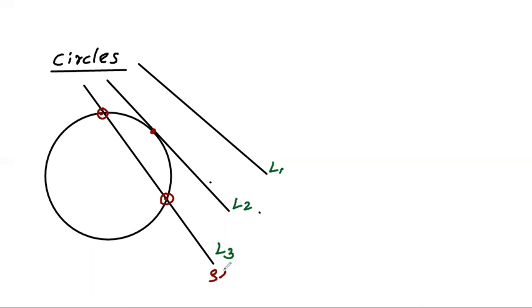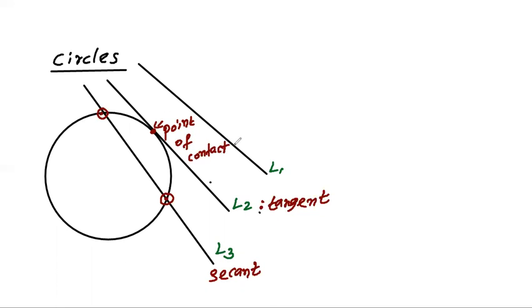L3 is known as secant because it crosses 2 points of a circle. L2 is known as tangent because the line L2 exactly touches the circle at one point. So use the word touches. So L2 is a line that touches the circle exactly at one point. Such a line is known as tangent, and that touching point is named as point of contact. What is that? Point of contact.